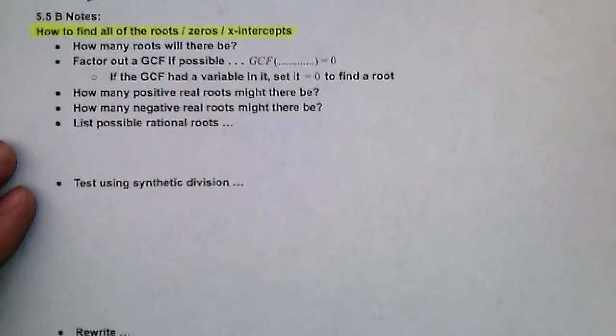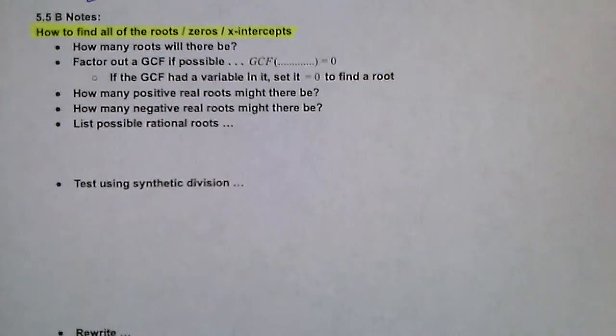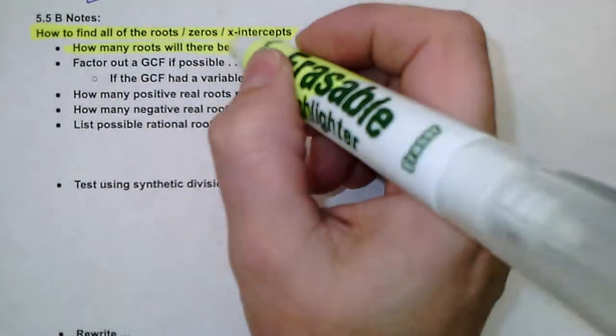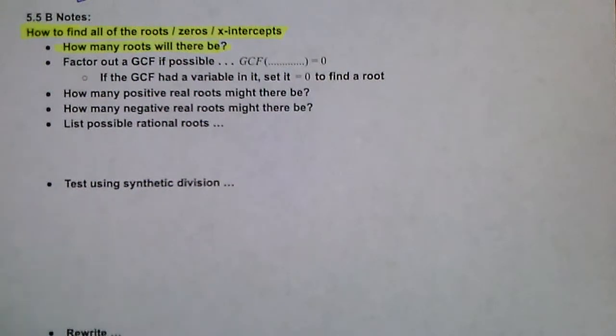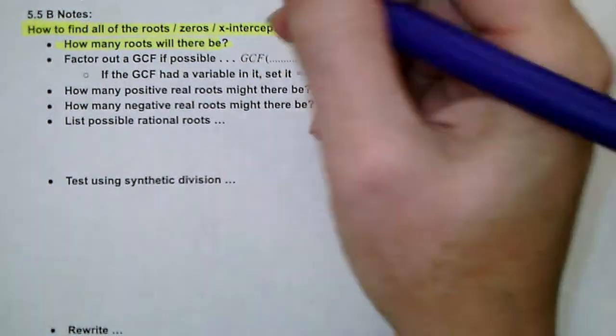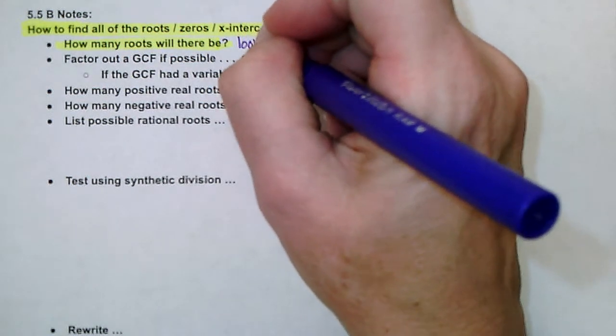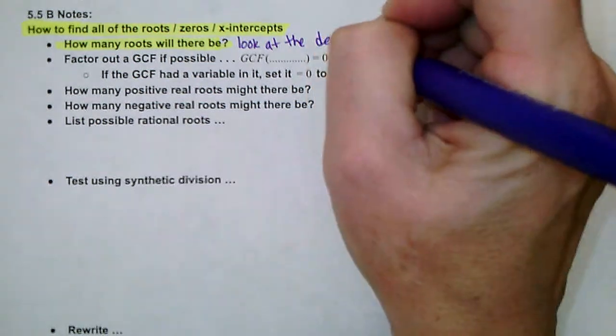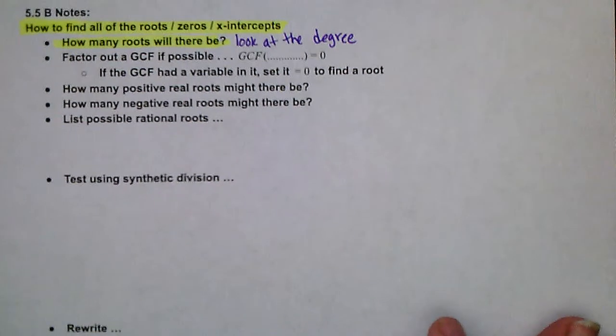In section 5.5b, we're going to be working on finding all of the roots or zeros or x-intercepts for a polynomial function. The way we're going to do this is we always want to start out by knowing how many roots there are going to be. And if you remember from previous sections, that is determined by the degree. Whatever the degree of the polynomial function is, that's how many roots there will be.